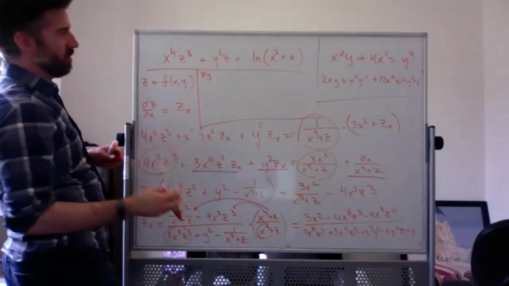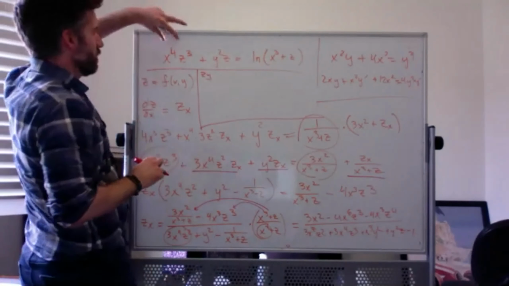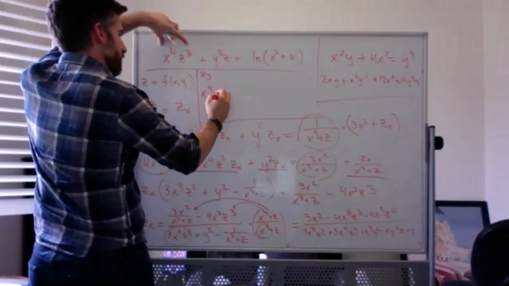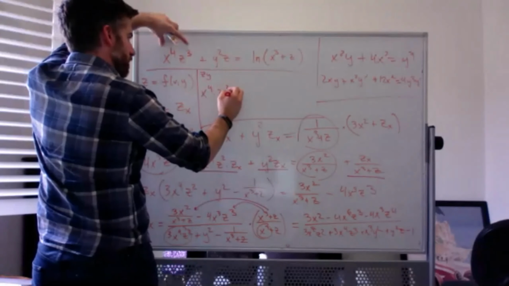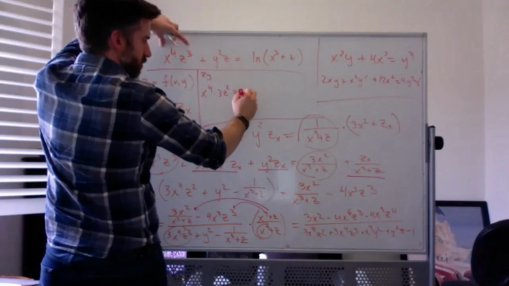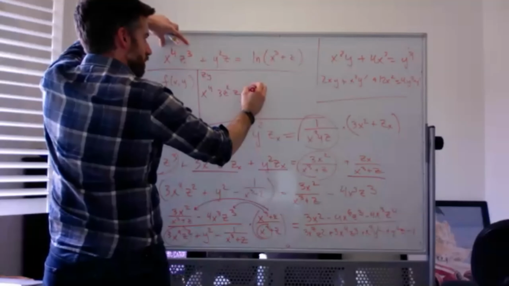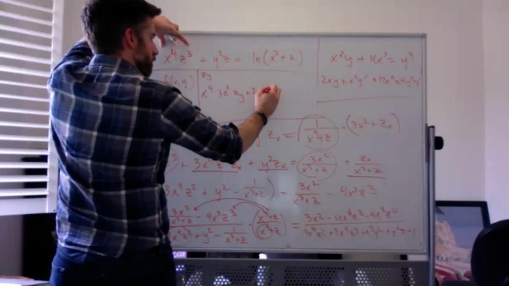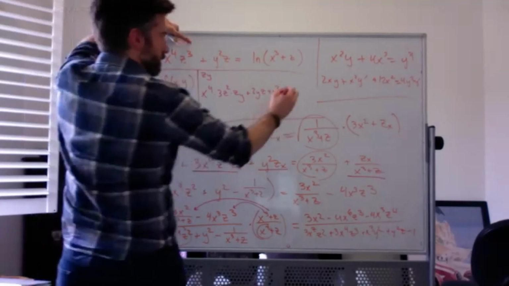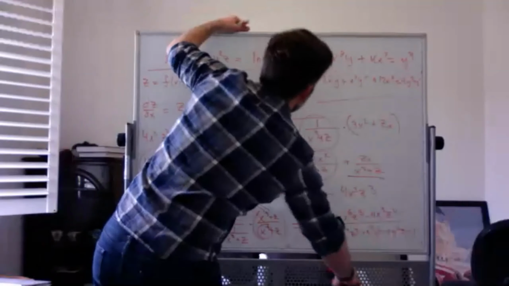Zy is actually a little bit better because there's fewer y's. So here the derivative is just x to the 4th times 3z squared zy. Here the derivative is, okay, we have to use the product rule there. It's going to be 2yz plus y squared times z prime, or zy.